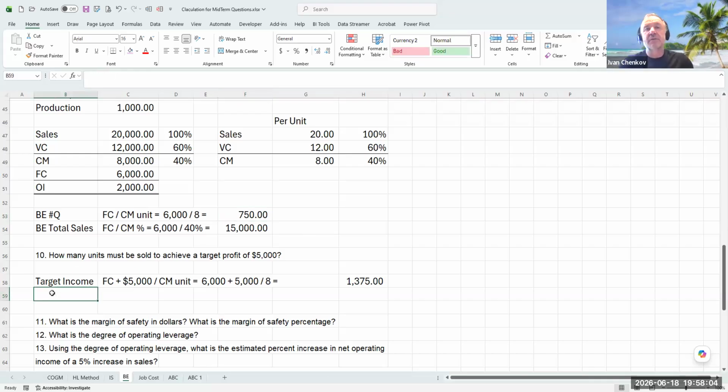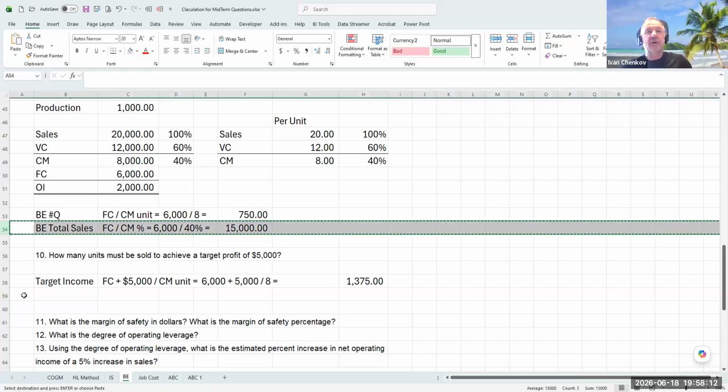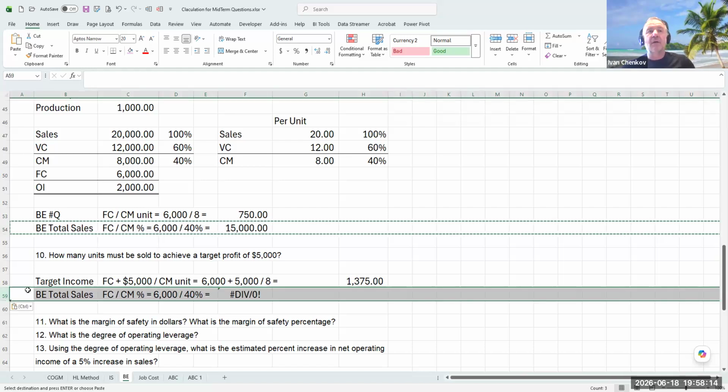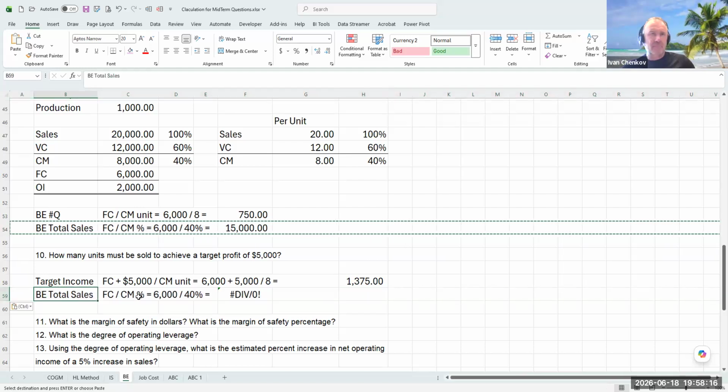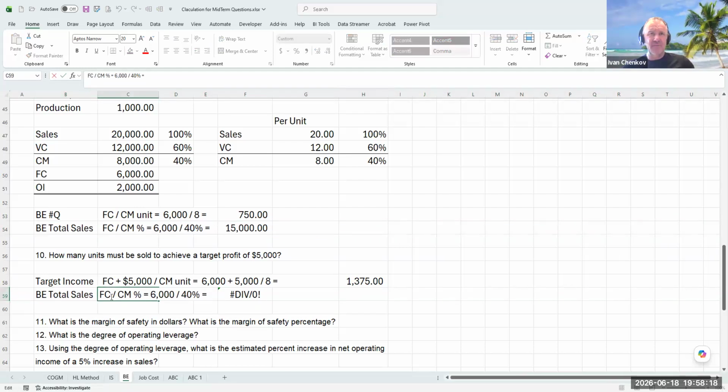We can do the same thing for the total sales. For the total sales, we're going to use this formula and we're just going to add the additional income that we want to achieve. Let's say we want to achieve here $10,000.